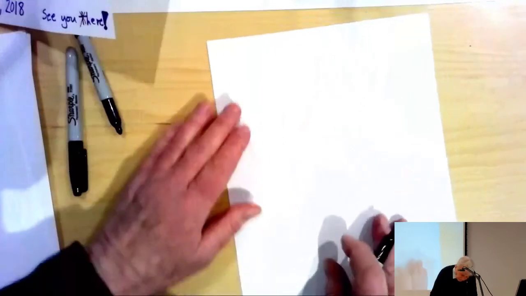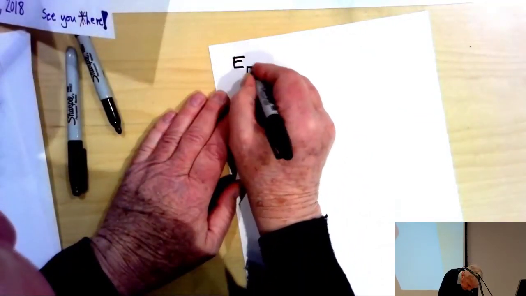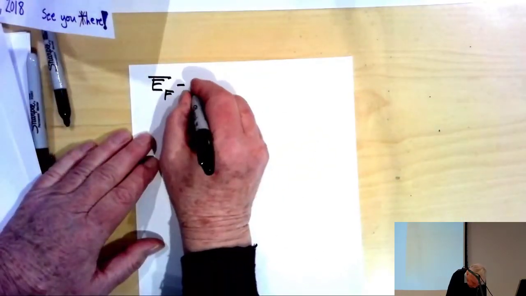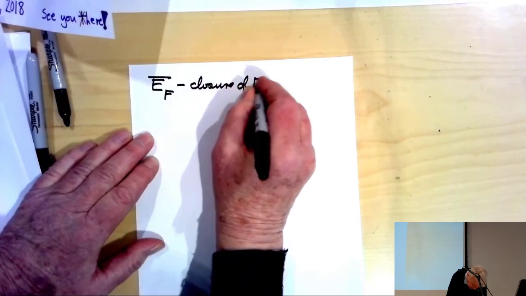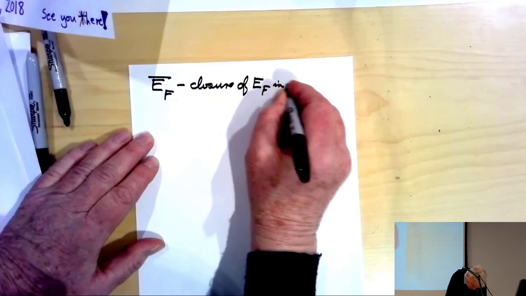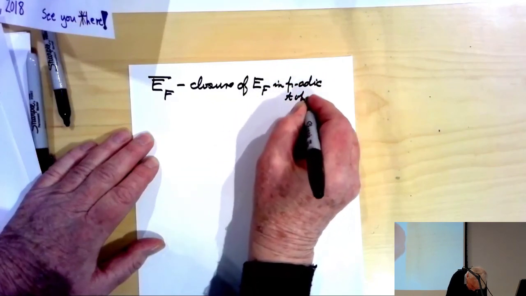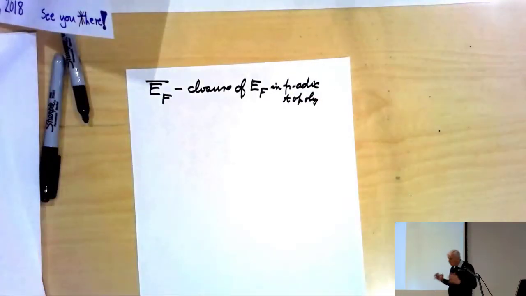I will finish in just 1 minute. And so then I can take what I'll call EF bar, which is the closure of EF in the p-adic topology, of the image of EF in here. So in other words, it's, if you like, the Z_p module generated by the image of EF.